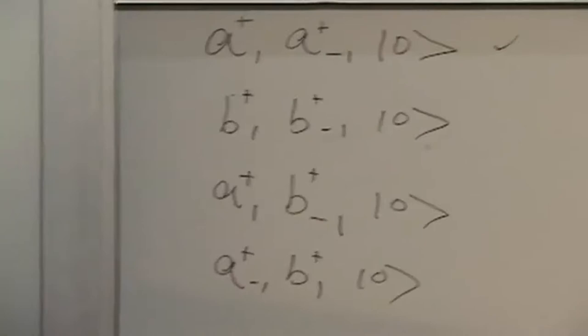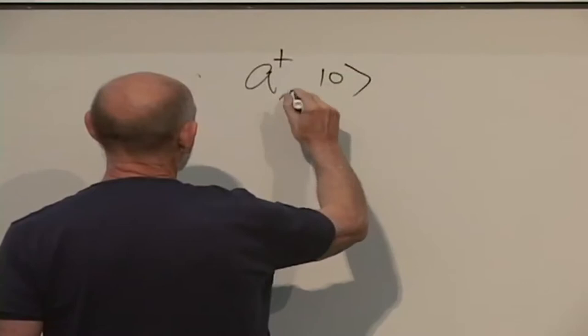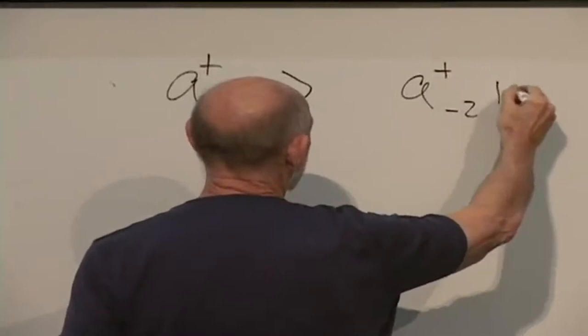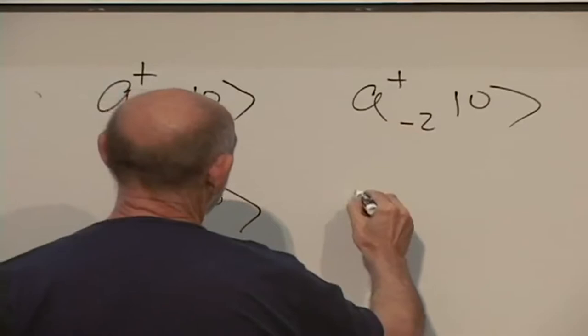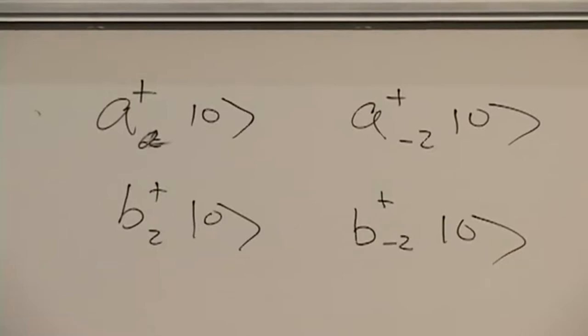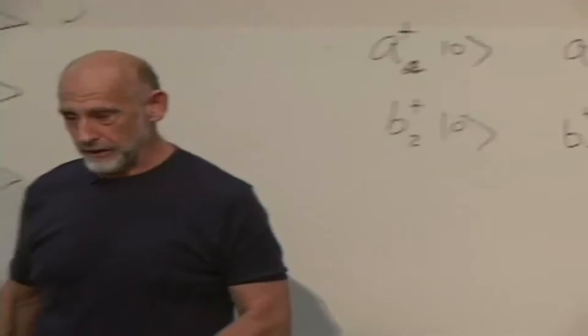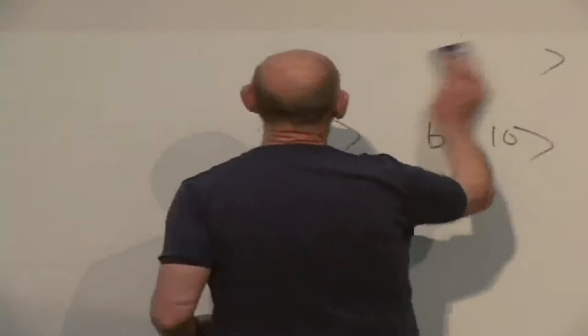A2. So let's write down over here, A2 plus O. This is A2 plus A minus 2 plus O. How about B plus? All of these states have 2 units of energy. But do they satisfy the level matching? No. They either have 2 units of right moving energy or 2 units of left moving energy. So these are illegitimate states. Cross them out. What's left? What's left is these.